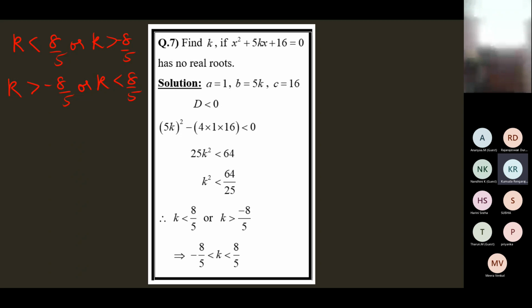So I was talking about this one. Exchange the places, minus 8 by 5 and k. So greater than becomes less than. And here, what do you have? K is less than 8 by 5. Just put it together now. Minus 8 by 5, less than k, less than 8 by 5. That's what you see here.